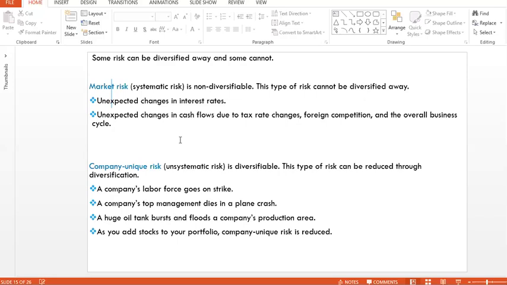Other risks are unsystematic risk, and you can diversify it. This type of risk can be reduced through diversification. For example, a company's labor force goes on strike, a company's top management dies in a plane crash, or a huge oil tank bursts and floods a company's production area. As you add stocks to your portfolio, the company's unique risk is reduced. Okay, so we have market risk, which is systematic risk, and we have unsystematic risk.